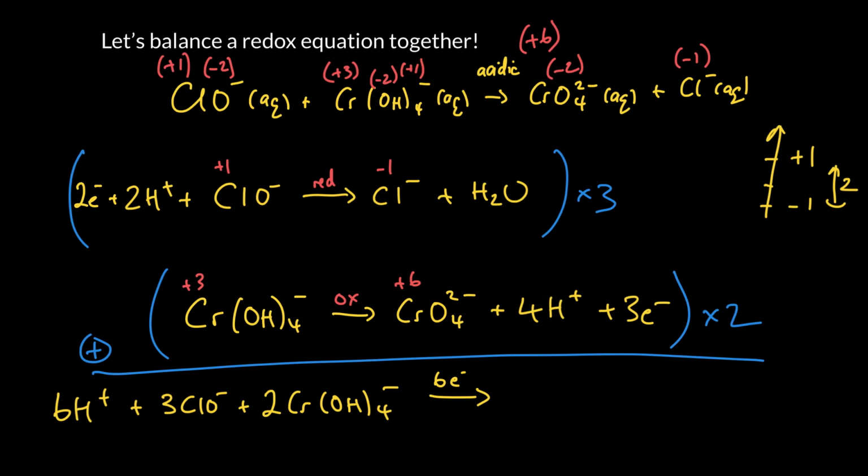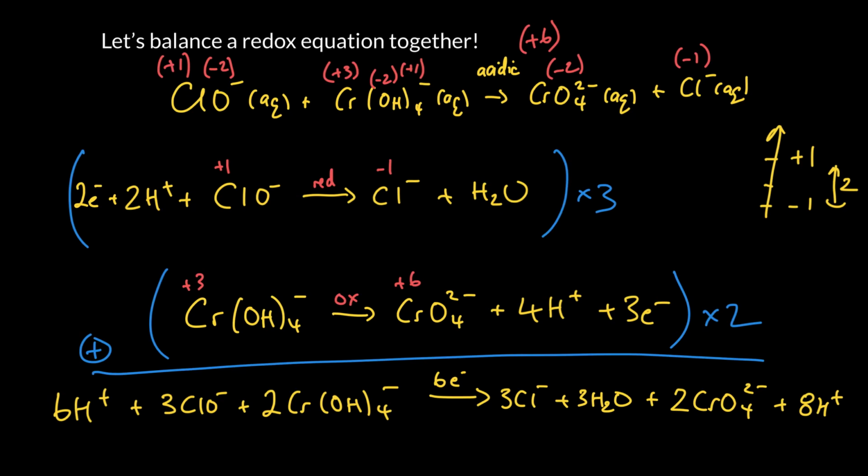Now on the right, I've got chloride, but I've tripled it, and I've got water, which I've also tripled. So I've got to remember I've got not 1, but 3 chlorides and 3 waters. And on the bottom of the equation, I've got 2 chromates. 4 hydrogens doubled becomes 8 hydrogens.